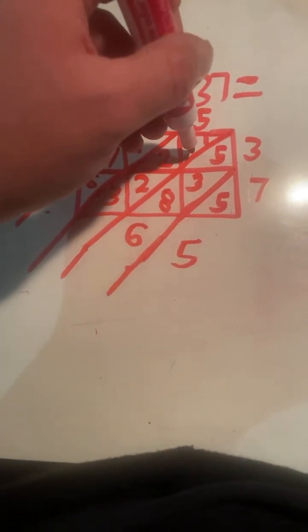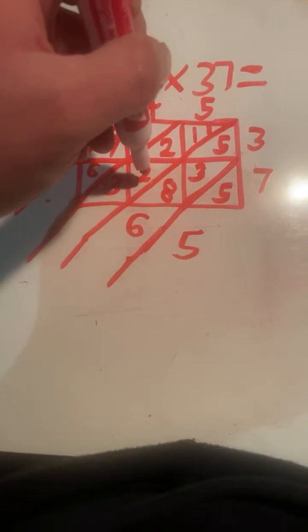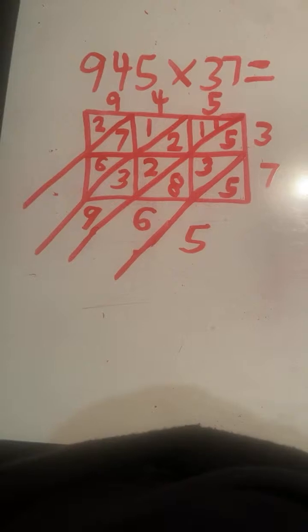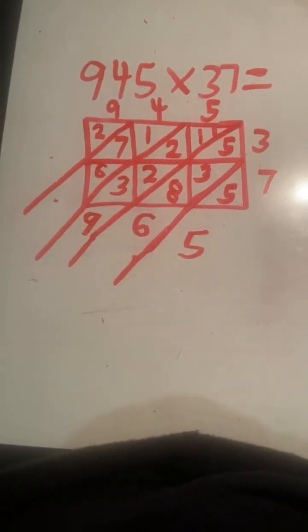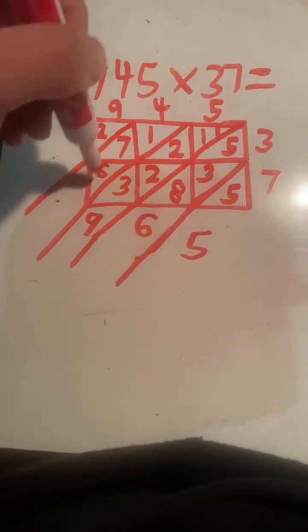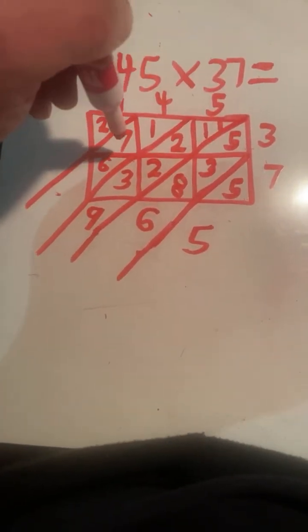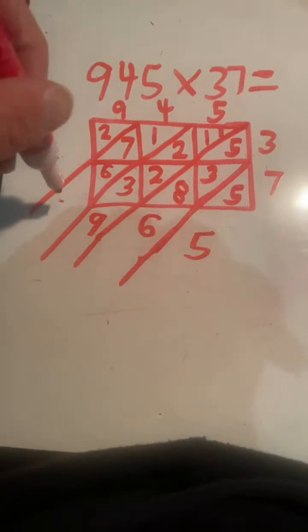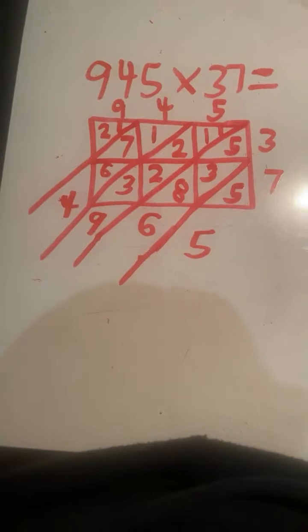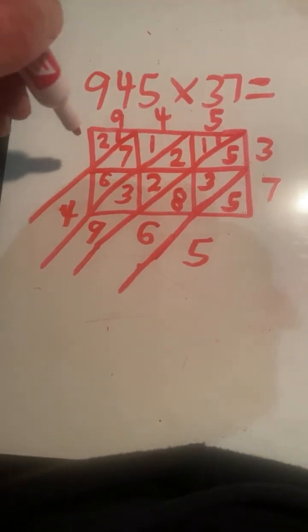1 plus 1 equals 2, plus 2 equals 4, plus 2 equals 6, plus 3 equals 9. We don't need to regroup there because our sum is less than 10. Next, we add the 3 numbers in between these two diagonal lines. 1 plus 7 equals 8, plus 6 equals 14. 4, carry the 1. 1 plus 2 equals 3.